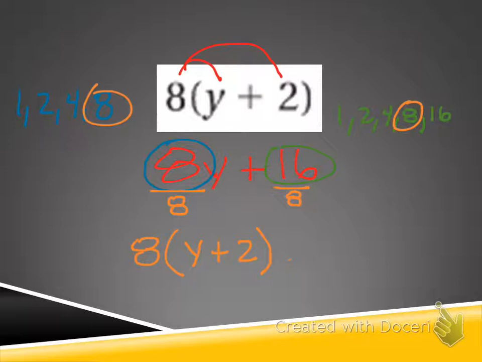So again, finding the greatest common factor and pulling it out is the opposite of the distributive property. So that's the way you can kind of think about it. All right, so let's go on to our next slide.